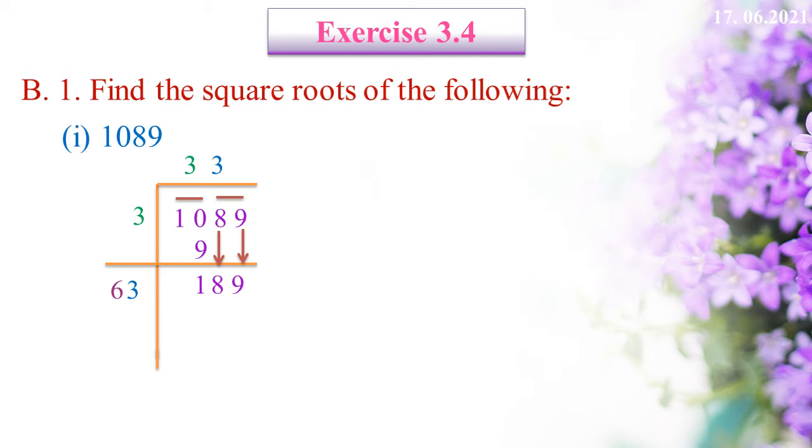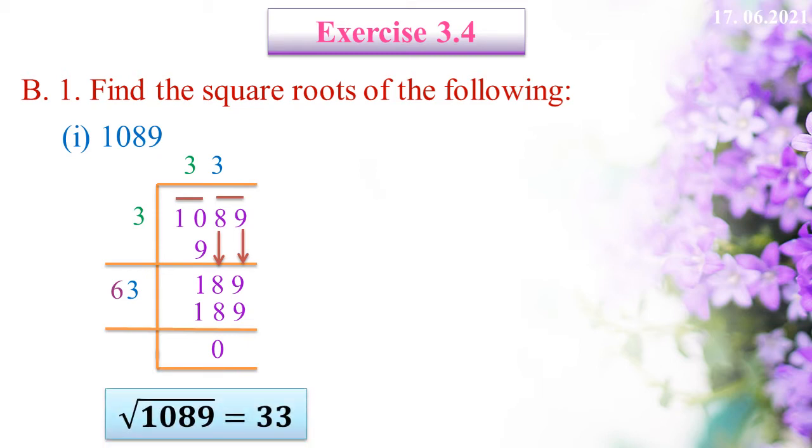Then multiply 63 and 3. We will get 189. Now subtract 189 from 189. We will get 0 as the remainder. So square root of 1089 is 33.